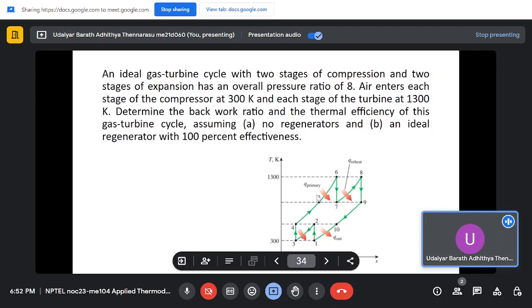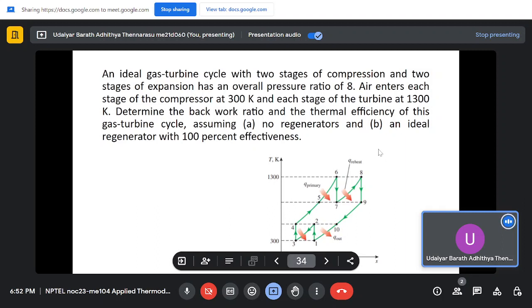So corresponding H5 will be equal to H7 will be equal to H9, and H4 will be equal to the enthalpy at states 2 and 10. So these are ideal assumptions. We are doing an ideal gas turbine cycle. So now we know how the cycle operates.